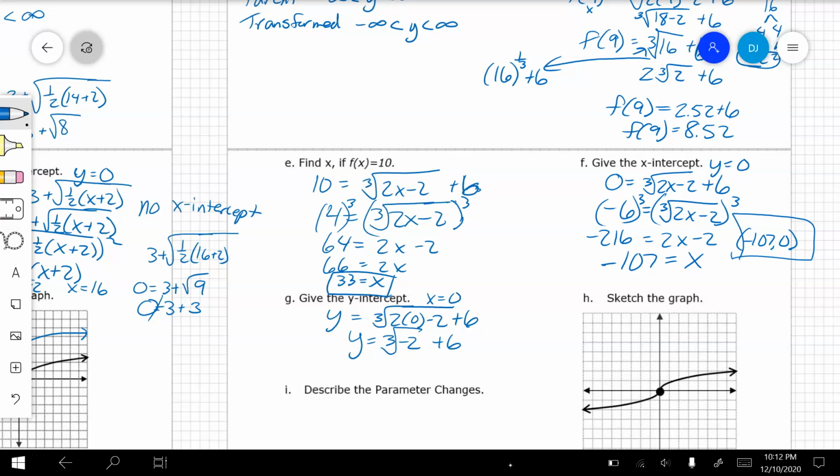Okay, and then add 6 to that value. You should end up with 4.74 for y. So our ordered pair is going to end up being (0, 4.74).